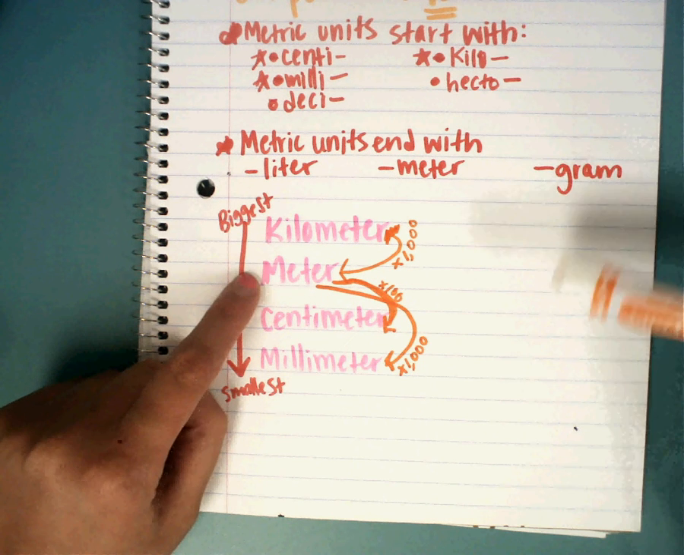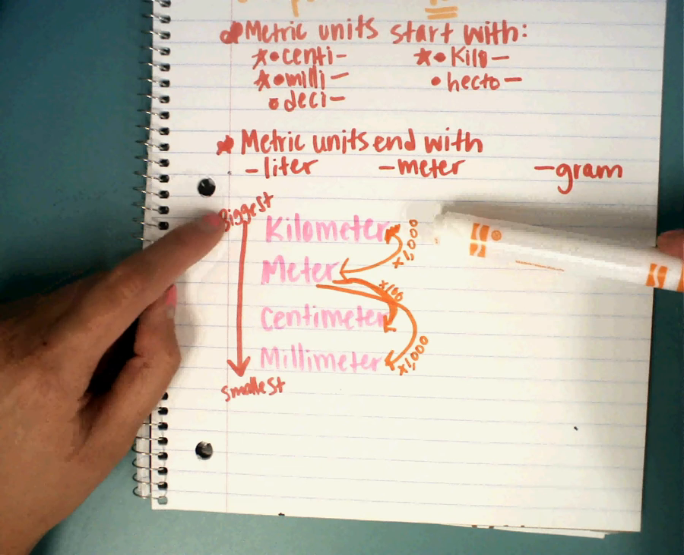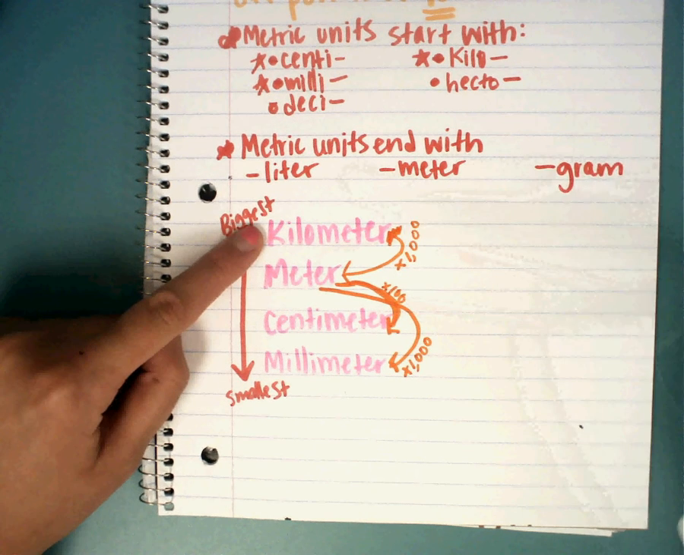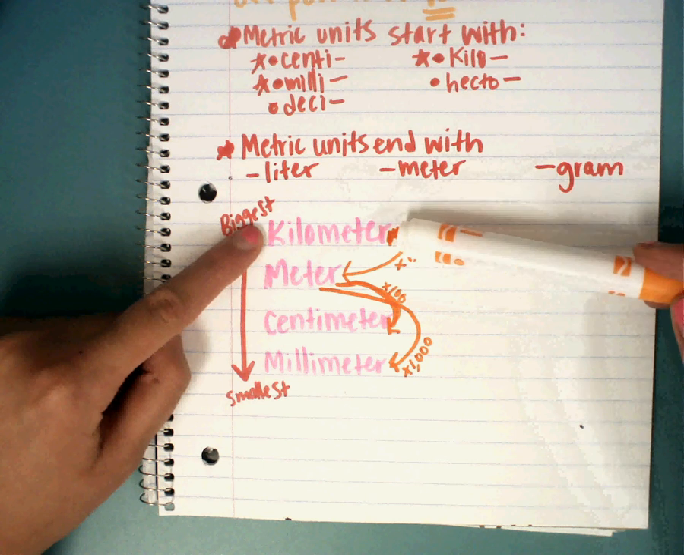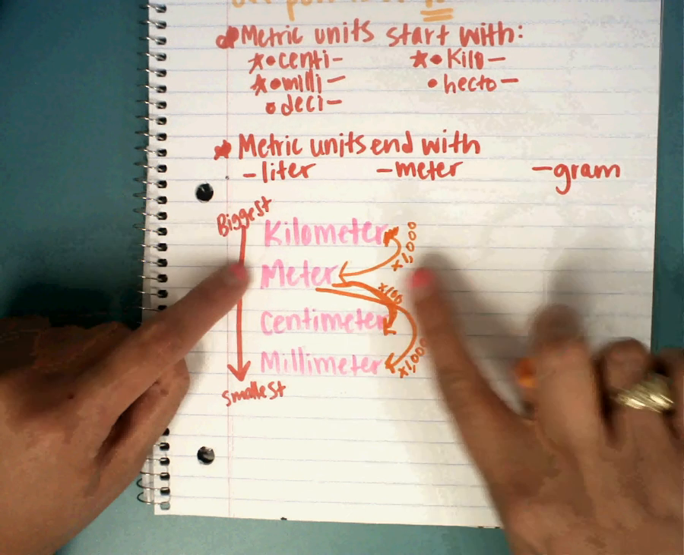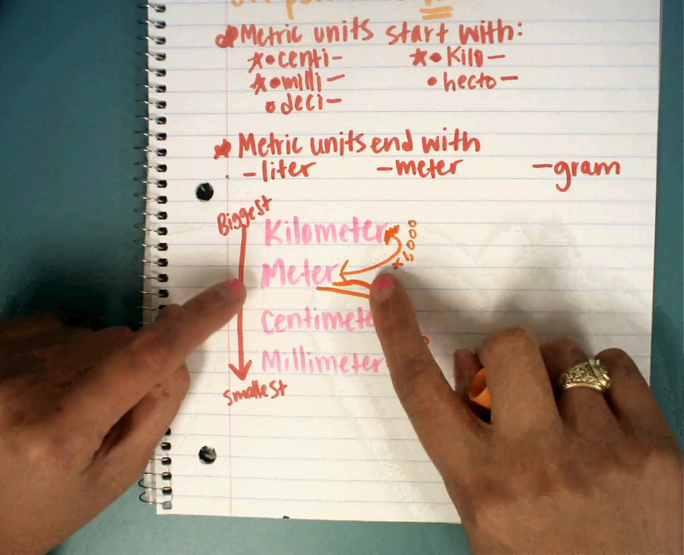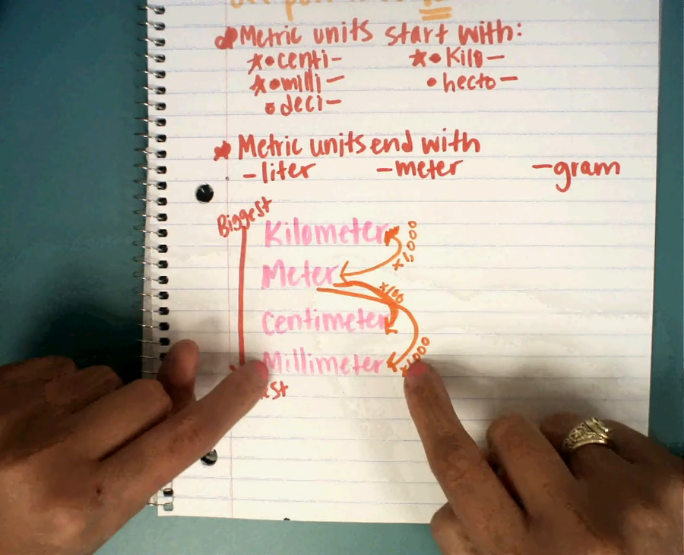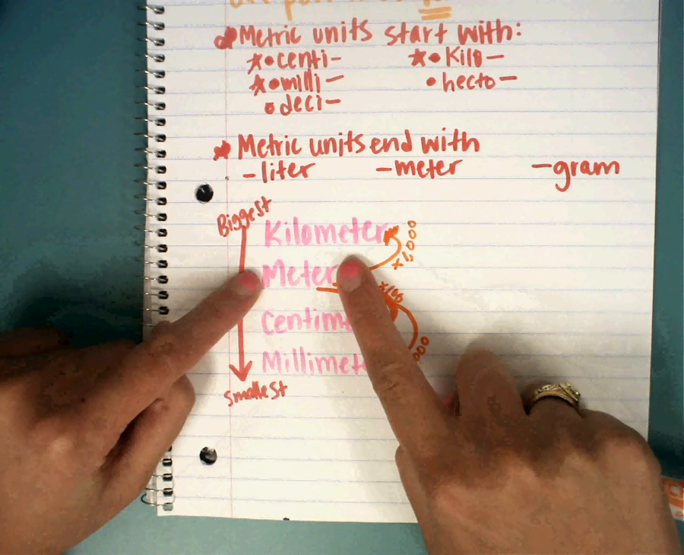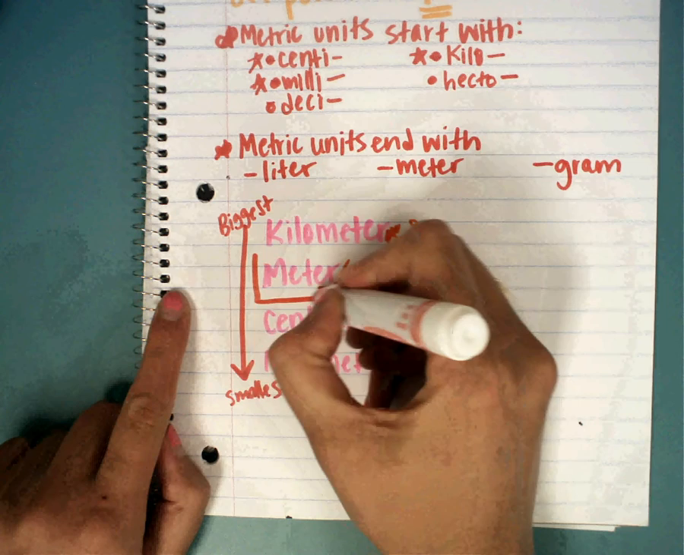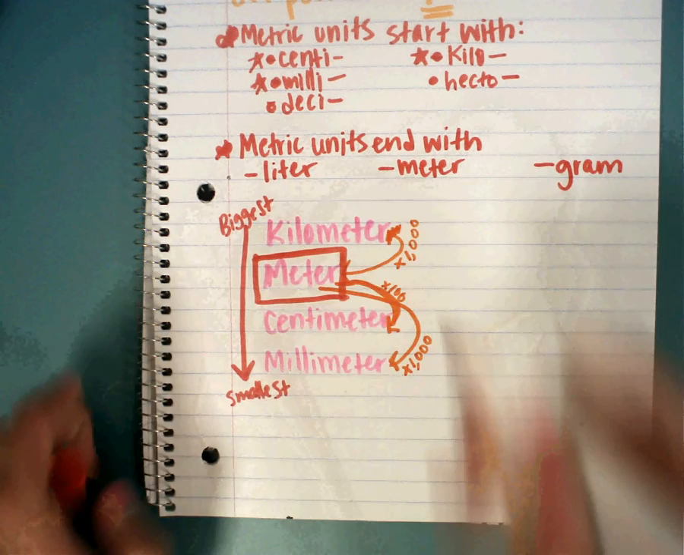And then a meter is 1,000th of a kilometer. So a kilometer is really, really big. This is 1,000th of this. This is 1,000th of this. This is 100th of this. This is 1,000th of the baseline. So I'm going to put a box around this. This is our baseline. That's why I'm putting a box around it.